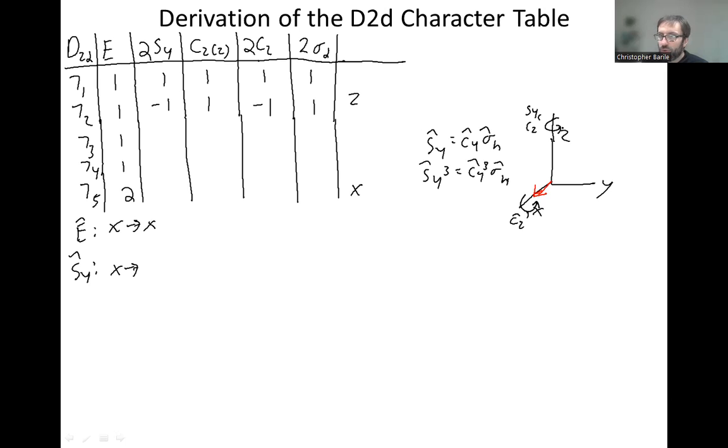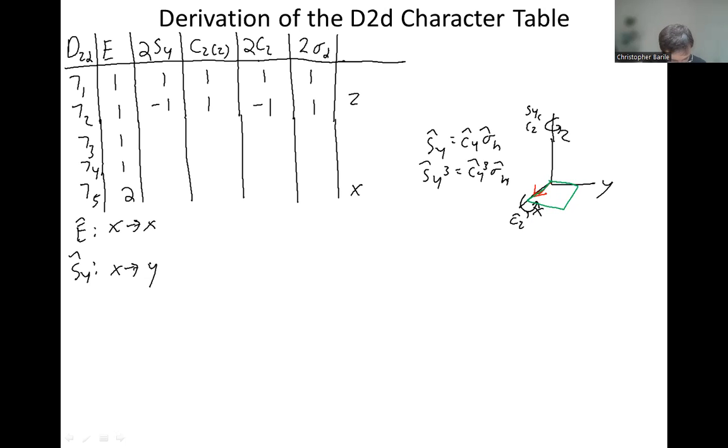Well, we're going to do C4Z. That's going to take X into Y. And then, because it's a 90-degree rotation, we're going to flip across the horizontal mirror plane, but the horizontal mirror plane is in the XY plane. So the Y vector is in that plane, so that does nothing. So X ended up going to Y.